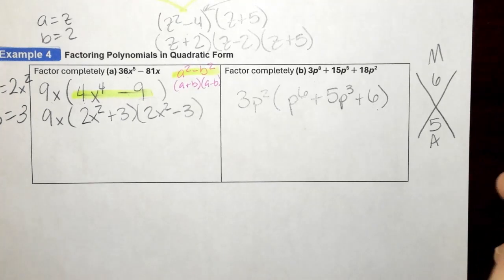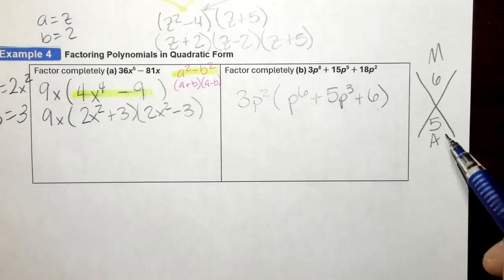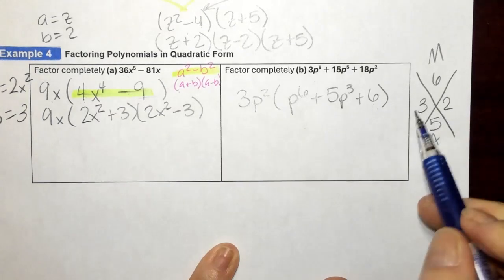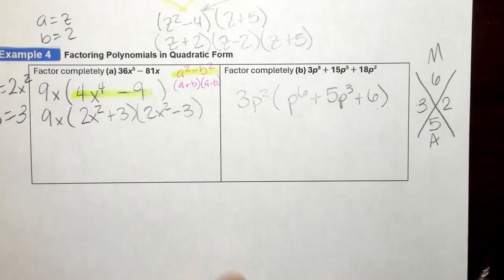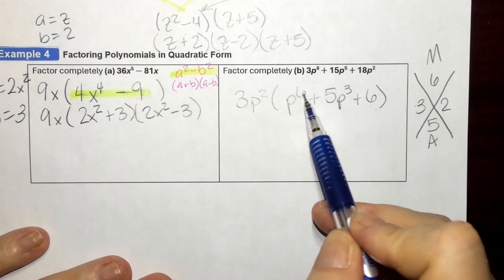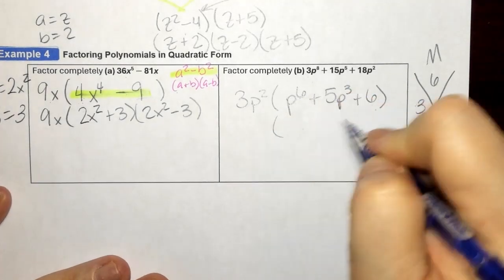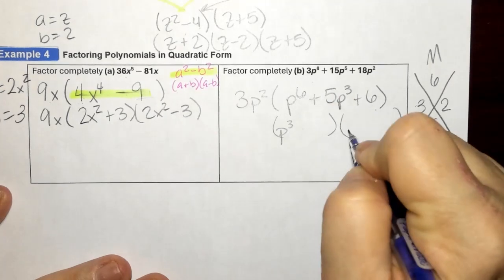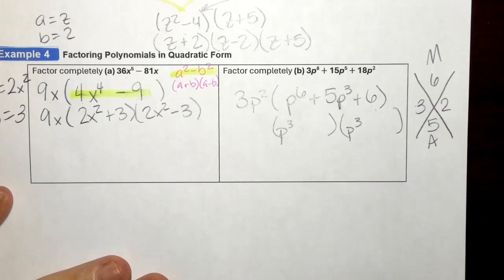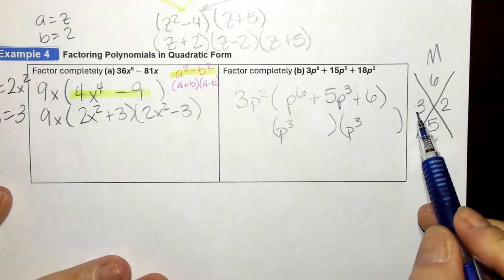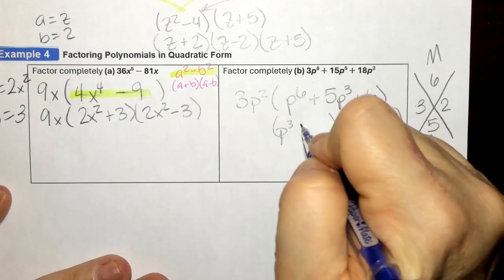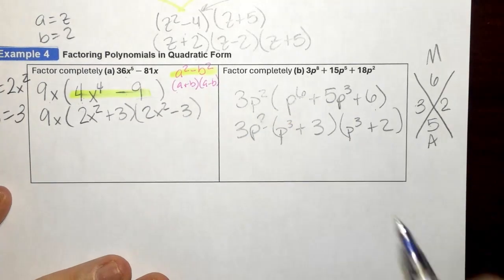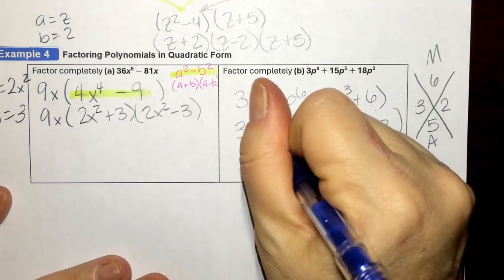All right, stick with me here. So two numbers you multiply to get 6, add to get 5. 3 and 2, because 3 times 2 is 6, 3 plus 2 is 5. So before, where we had p squared, we would separate this and say p times p. Well, now we can separate this and say p cubed times p cubed. And then we're going to have a plus 3 and a plus 2, like we would have before if it was just squared.